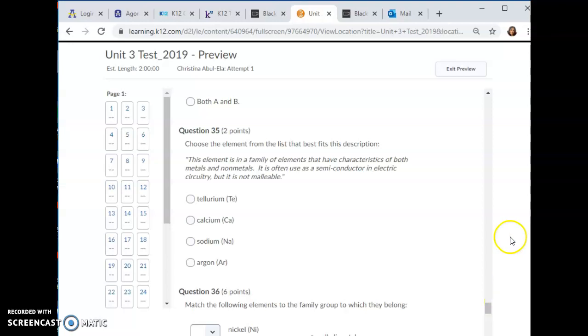Question 35. Choose the element from the list that best fits this description. The element is in a family of elements that have characteristics of both metals and nonmetals. It is often used as a semiconductor in electrical circuitry, but it is not malleable. Tellurium, calcium, sodium, argon.